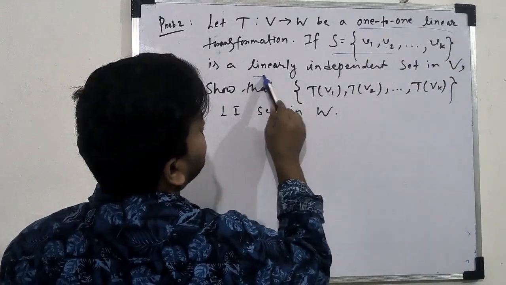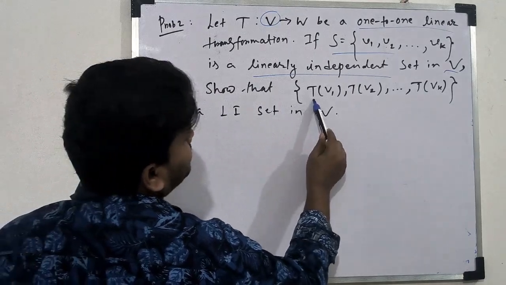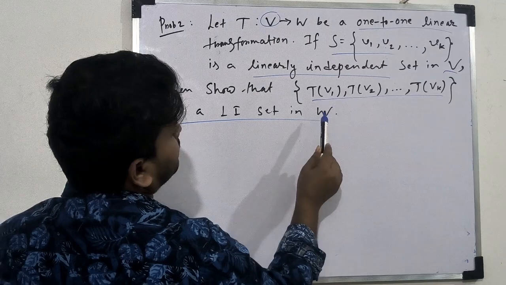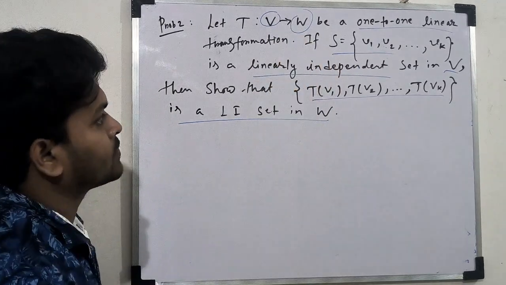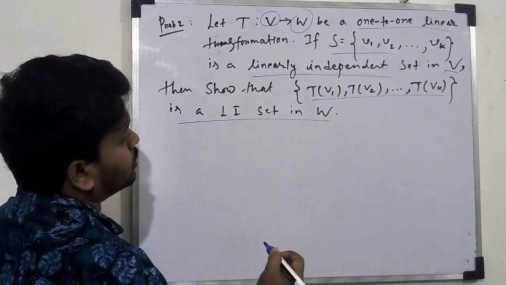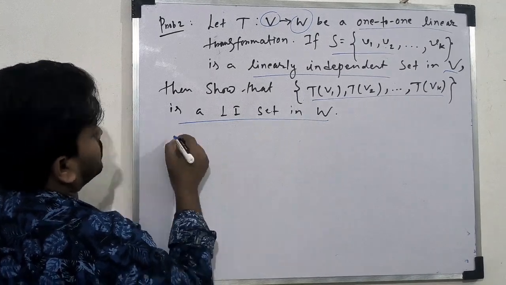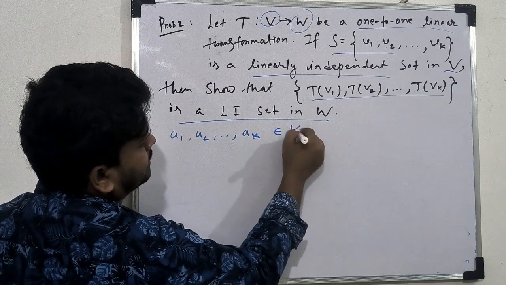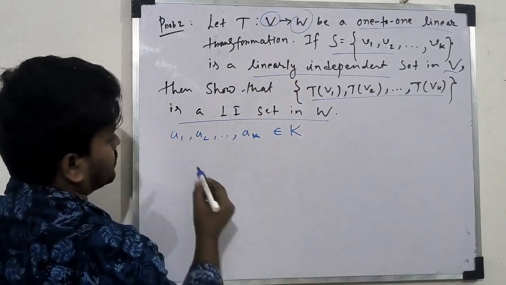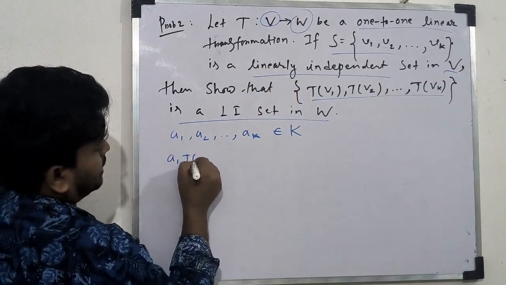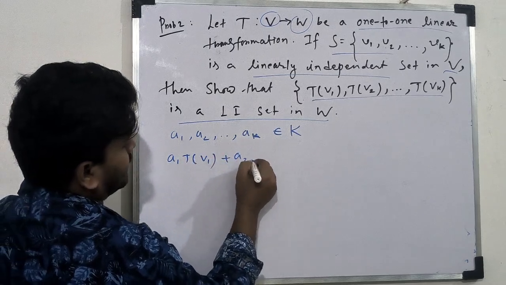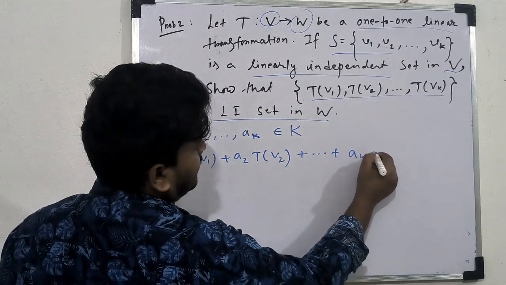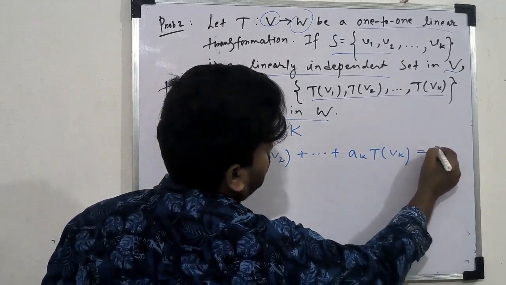Now the second problem is, let T be a one-one linear transformation. S is a given linearly independent set in V. You have to show this set, that is T v1, T v2, dot dot, T vk, is a linearly independent set in W. You have to show that. So to show the linear independence of this set, you have to take a1, a2, dot dot, ak in the field on which these vector spaces are defined. So therefore a1 T v1 plus a2 T v2 plus dot dot dot ak T vk equal to 0.